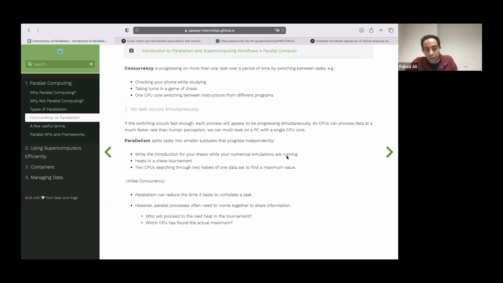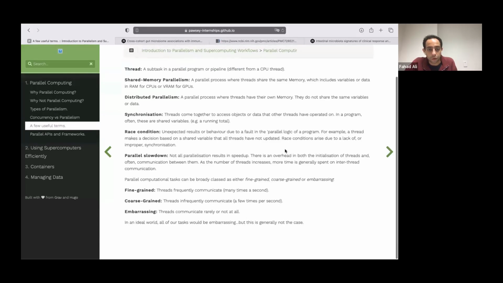Okay, so here, if two CPUs are searching through two halves of one data set to find a maximum value, which of those two CPUs has actually found the maximum? Is it the first one or the second one? So the processes need to talk to one another in some way. Okay, before we go further with that concept, let's look at some helpful terms.